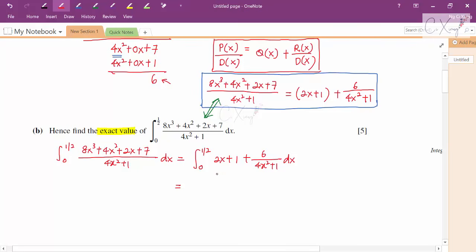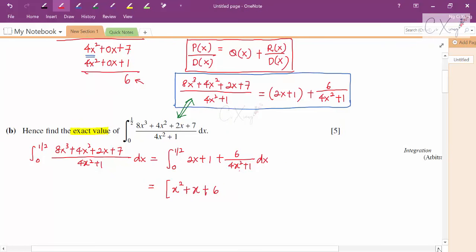Next, you need to integrate all this. It is not hard because 2x is just a simple term. When you integrate 2x, you get x squared divided by 2, so cancel off the 2, you have x squared. Integrate the 1, you get x. Now I want to integrate this part. 6 is a constant, therefore I just copy it first. Now I'm going to integrate 1 over 4x squared plus 1.